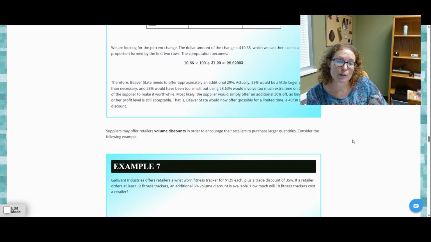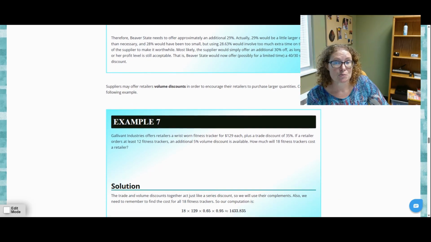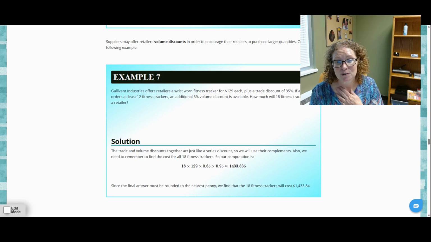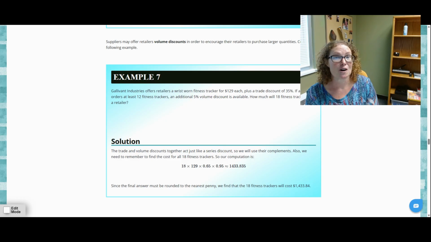Then also we could get volume discounts as well. So if we bought more than a certain amount, we might get a different discount or a bigger discount. So Gallivant Industries offers retailers a wrist-worn fitness tracker for $129 each, plus a trade discount of 35%. If a retailer orders at least 12, they would get an additional 5% volume discount. So we want to know how much 18 fitness trackers cost.